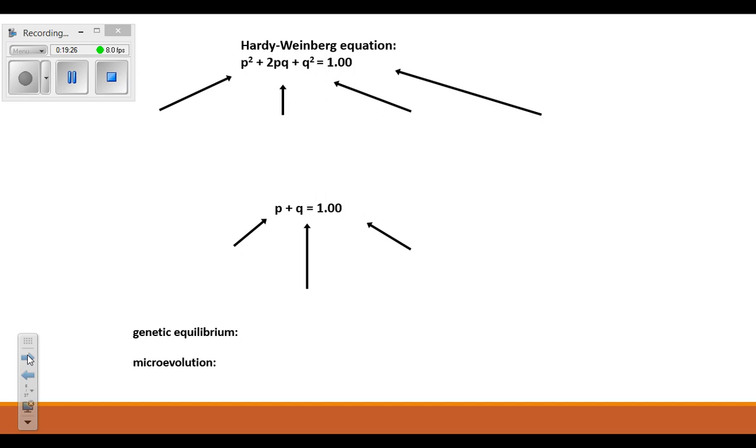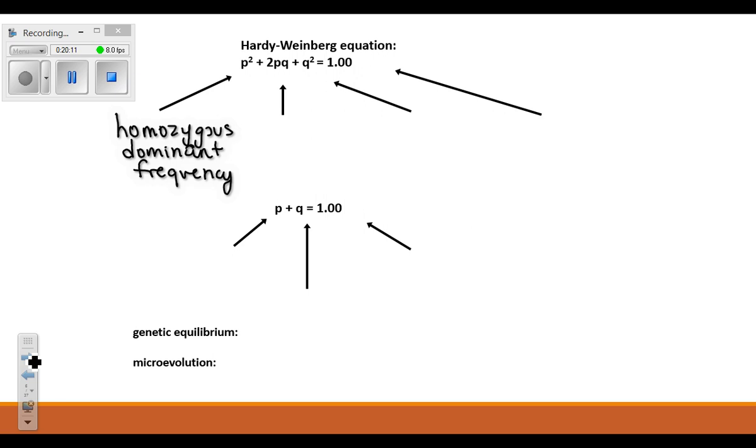So in the Hardy-Weinberg equation, there are P's and Q's that end up representing dominant or recessive alleles. So if you look at P squared, doesn't that make you think, hey, there's two P's there somewhere? P squared represents the homozygous dominant frequency. The p squared is what we use to represent homozygous dominant, people who have 2 copies of the dominant allele.